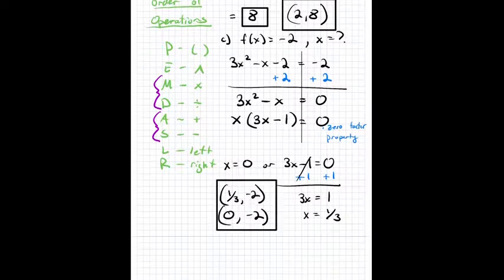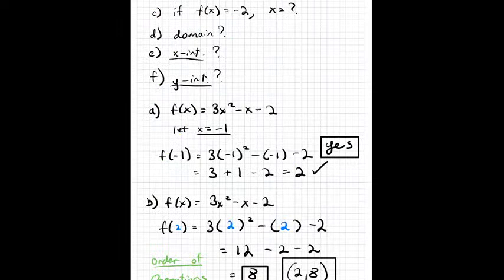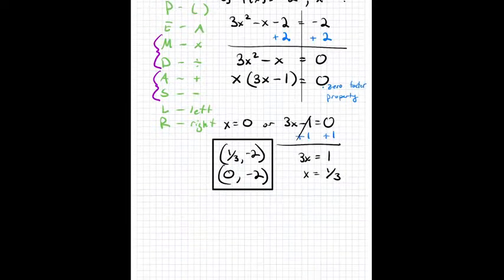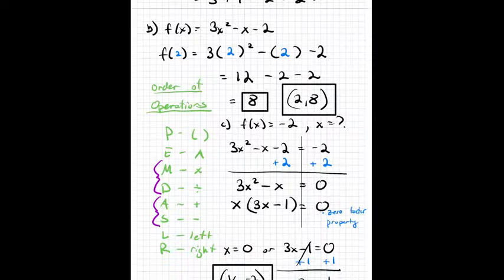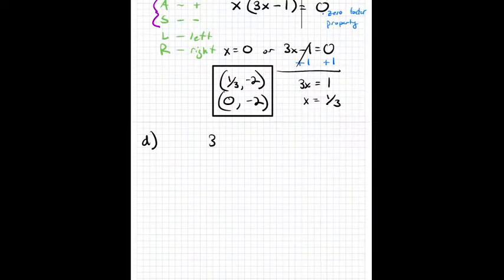Okay, let's see. So that was C. Then the domain. Let me get a copy of the original again. So then ABCD. 3x squared minus x minus 2. That's f of x. And we're asked to find the domain.